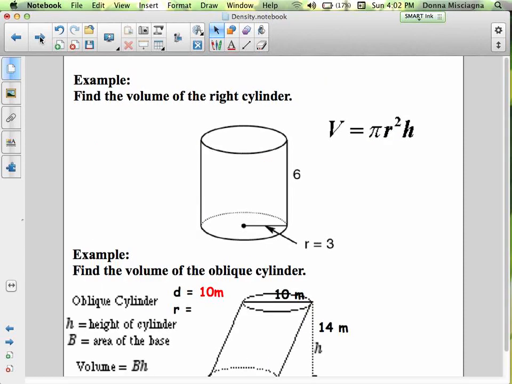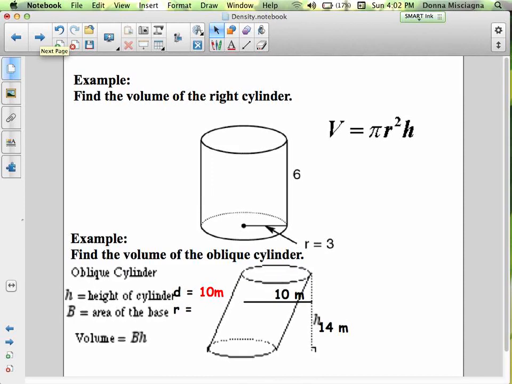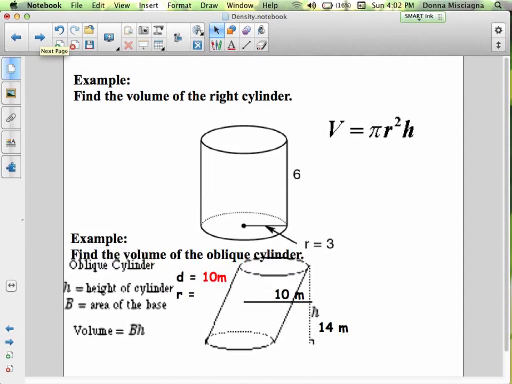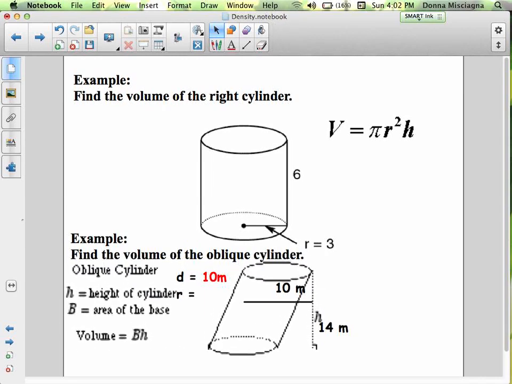So we have two here. This one, I don't know if you can see it really well, but for me it's kind of drifting off the board. And this one happens to be an oblique cylinder. I can't seem to move that.